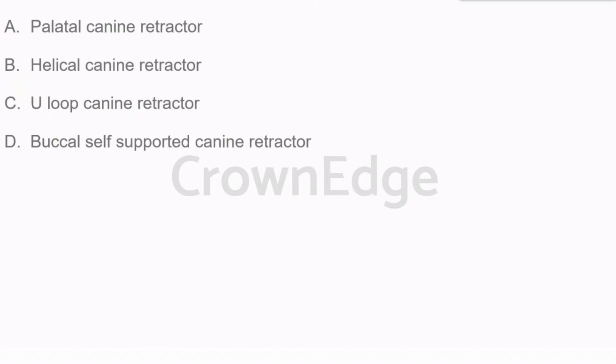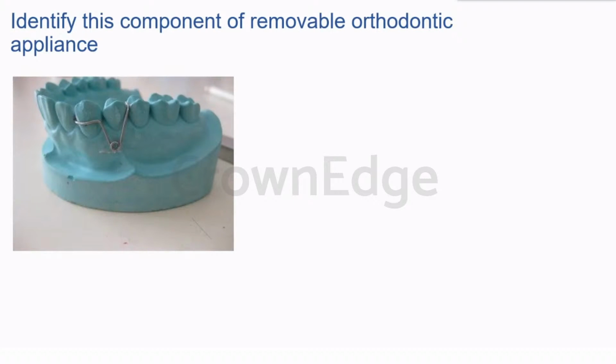Options given are palatal canine retractor, helical canine retractor, U-loop canine retractor. Option B, buccal self-supported canine retractor. What are the options that you are aware of? What can be the possible answer here?